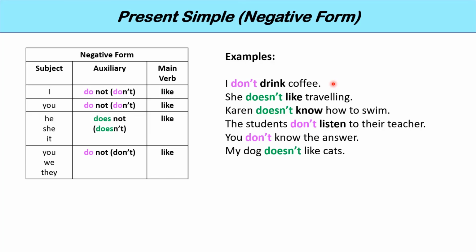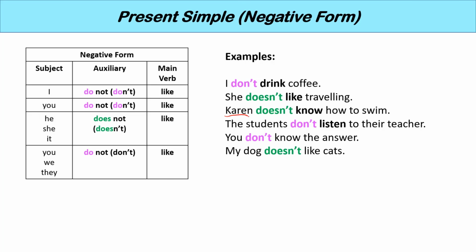Now let's do some practice with the negative form of the present simple. I don't drink coffee. She doesn't like traveling. Karen doesn't know how to swim. The students don't listen to their teacher. You don't know the answer. My dog doesn't like cats.